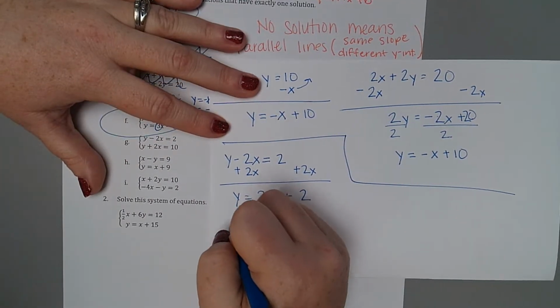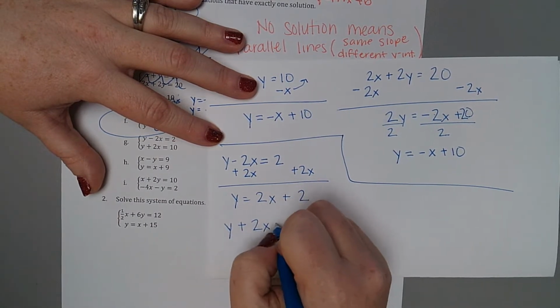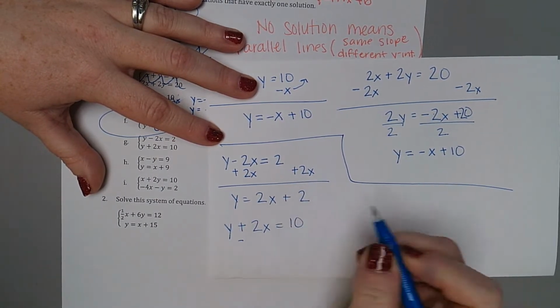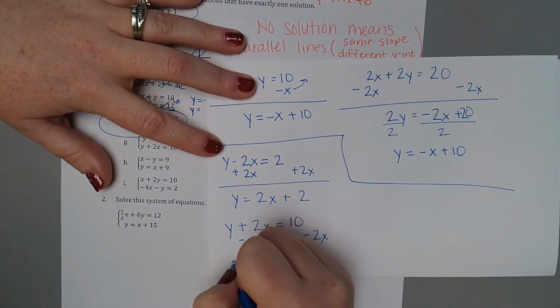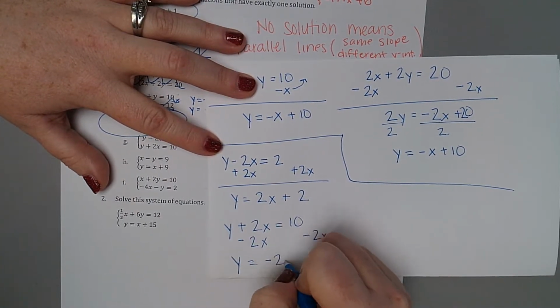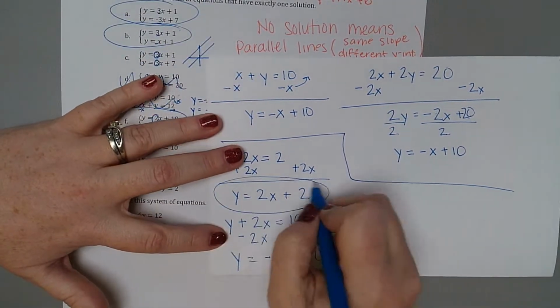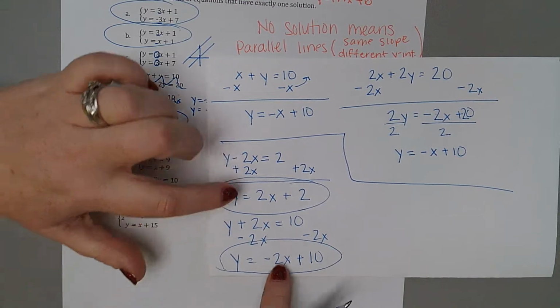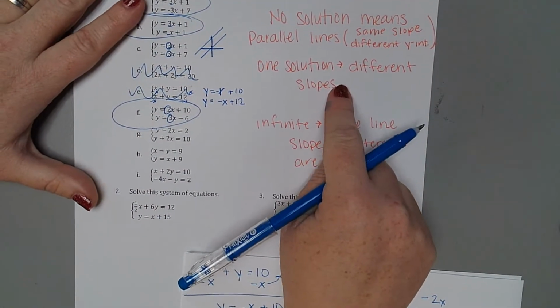For the next one, I have y plus 2x equals 10, minus 2x from both sides. Y equals negative 2x plus 10. So these are my two equations. They have different slopes. Different slopes means one solution.